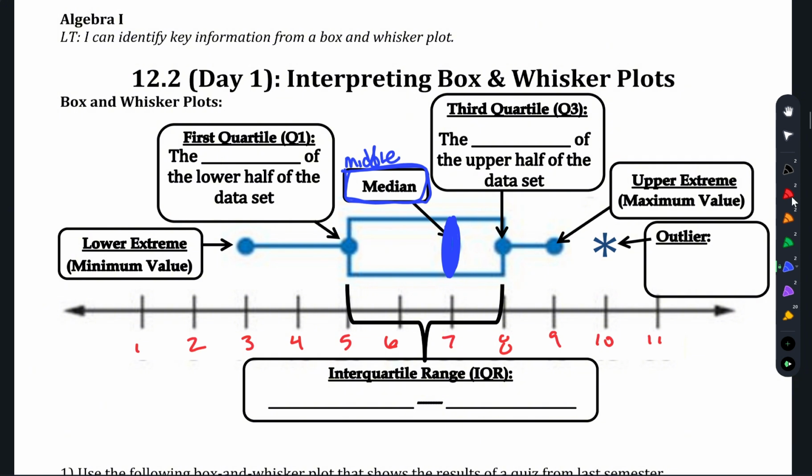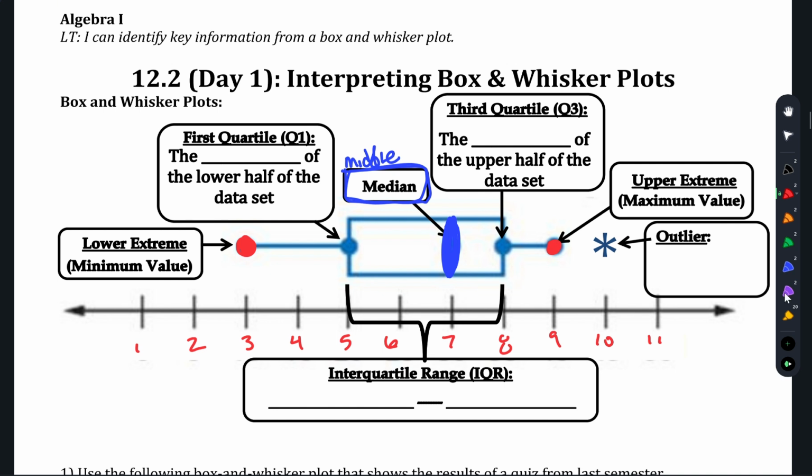We also have the lowest value. Let me do a different color. The lowest value is the end of my whisker on the low end, and my highest value is the end of the whisker on my upper end. So far we have the lowest value, the exact middle value, and the highest value. Everybody okay with that?